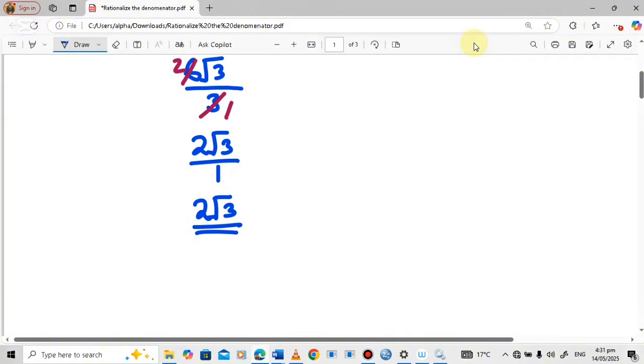So you can see that we have removed the surd or the square root symbol on the denominator.